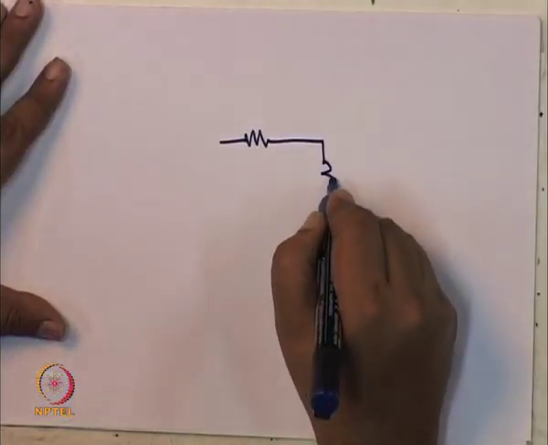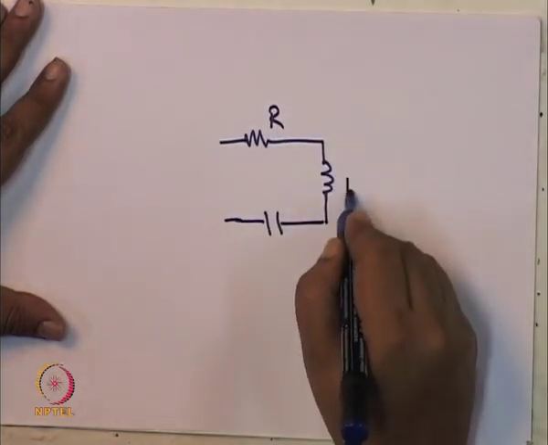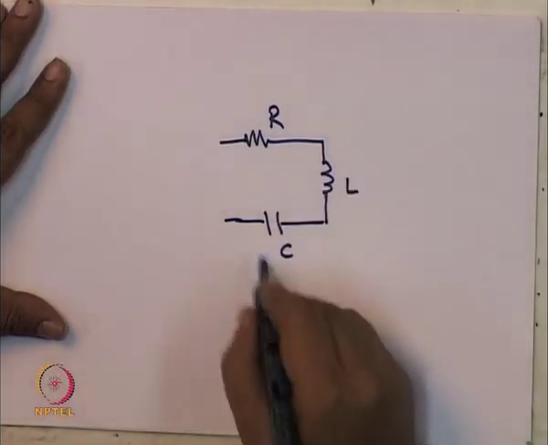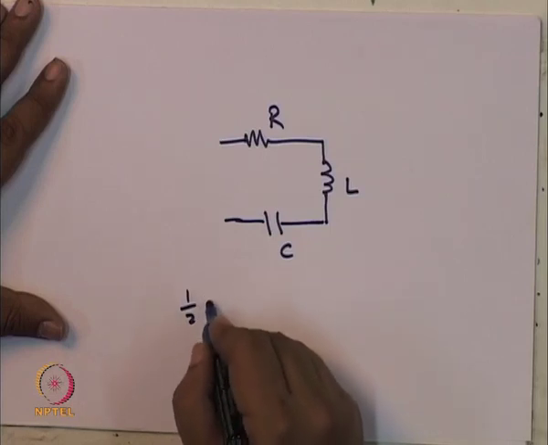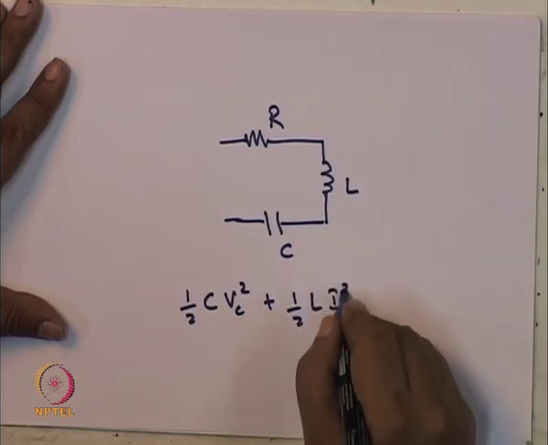So, let me use an electrical circuit example to show that the stored energy plays exactly the same role as a Lyapunov function in a system without inputs. Okay. So, let us consider an RLC circuit. Okay, so, this is R, this is L, this is C, and let us assume that there is some stored energy, which is a half C V_C squared plus a half L I_L squared.